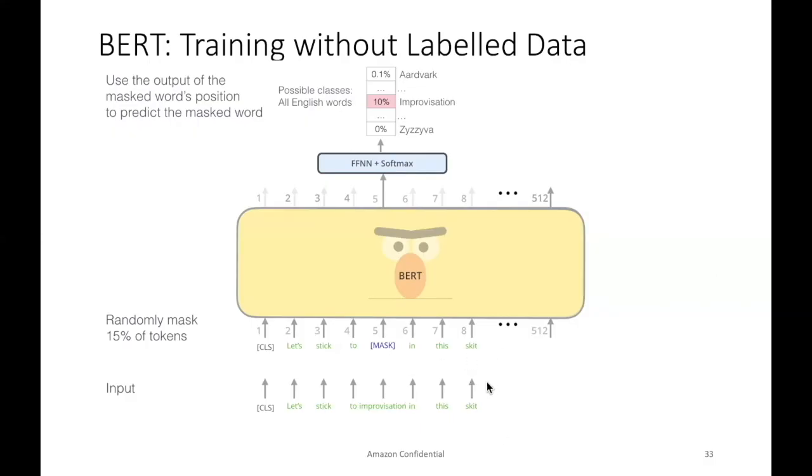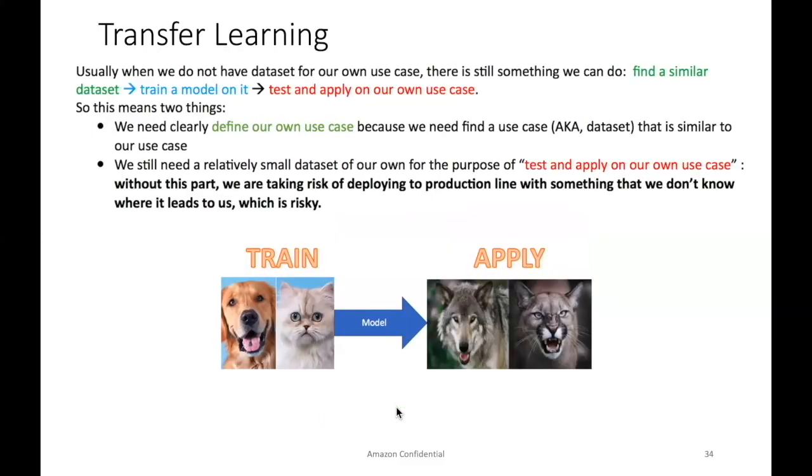So how do we use BERT? Let's look into that. We use BERT in something called a transfer learning setup. In a transfer learning setup, we find a model which has been trained on large corpora, and we then apply it on our smaller data set to get good performance. For example, in transfer learning, we find a similar data set, train a model on it, and apply it to our use case.